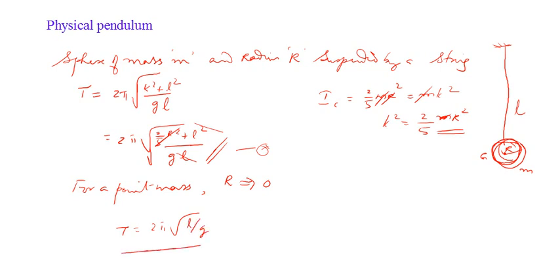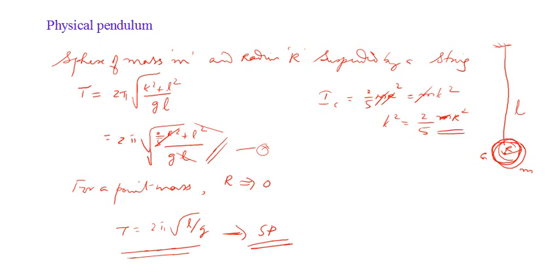So you can see that this equation reduces to that of the simple pendulum. That is one reason I told you that a physical pendulum can be regarded as a special case of a compound pendulum, where the rigid body is spherical in nature, and a simple pendulum can be understood as a very special case of a physical pendulum where the mass is a point mass, radius tending to 0. So 2 pi root of L by g, the simple pendulum.